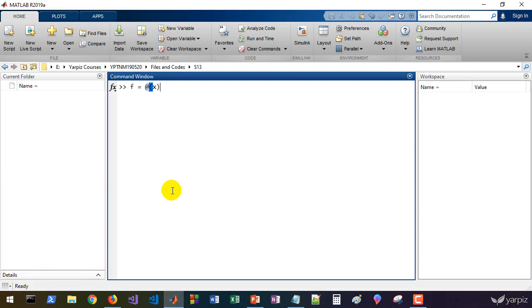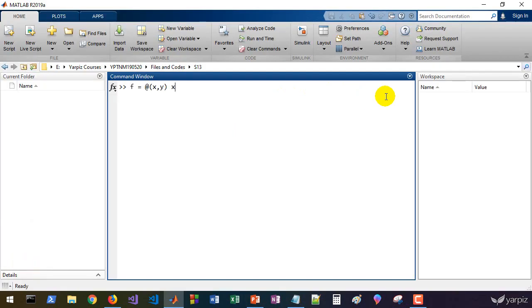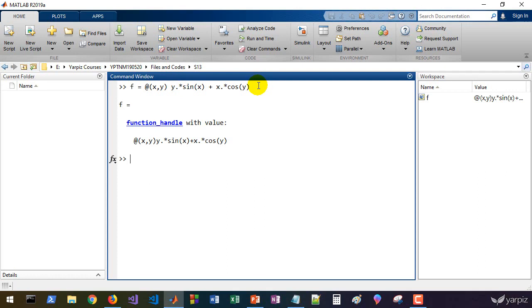So let's define the function. F is a function of x and y, and that's a function handle, and the terms are y times sine x plus x times cosine y. So let's define y times sine of x plus x times cosine of y. And remember from the previous session, we used dotted style multiplication, division, and power operators to enable the integration algorithm to evaluate the function in a vectorized way. And that's it. F is defined.